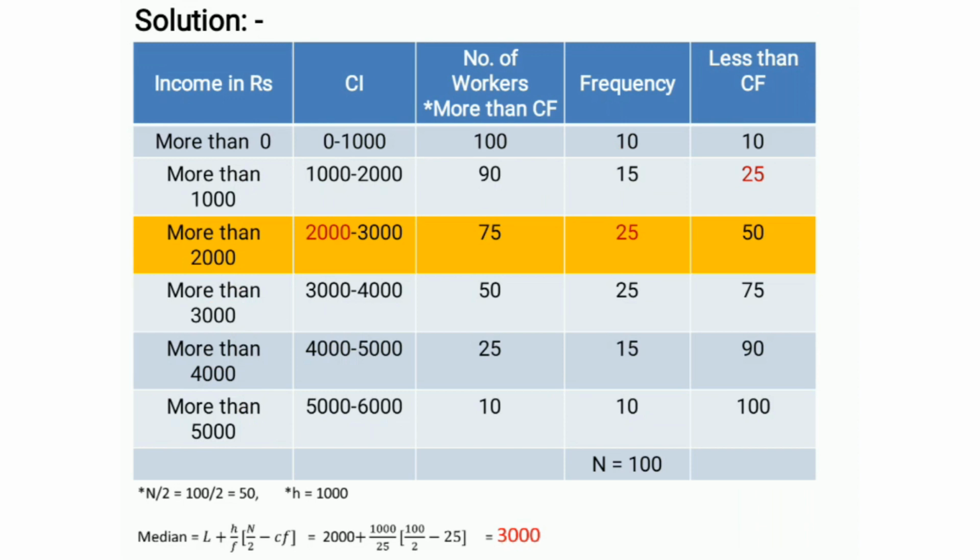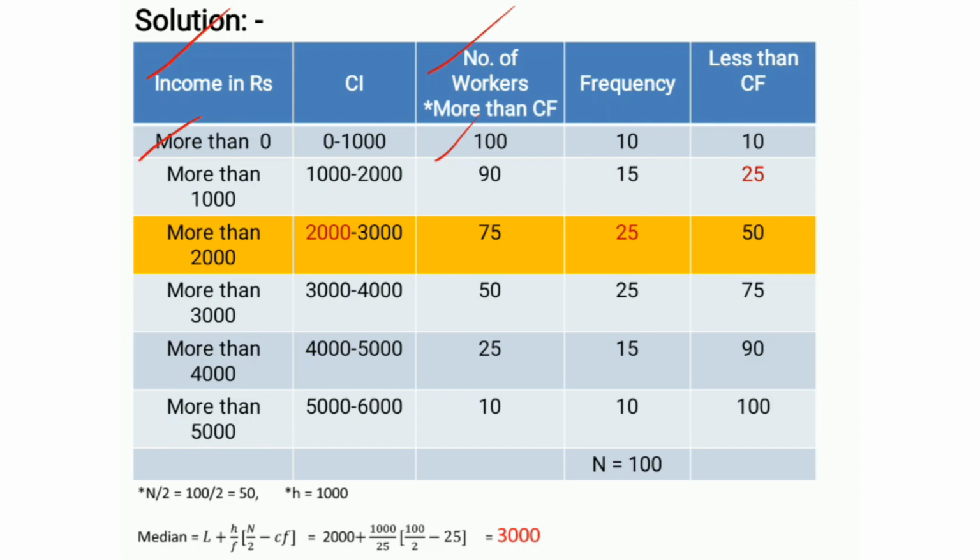So the solution table is the income in rupees and number of workers, that is more than cumulative frequency, which has already been given in the question table. More than 0, try to understand what is given in the question. More than 0, there are 100 employees. It means that the total number of employees who are earning any salary is 100.